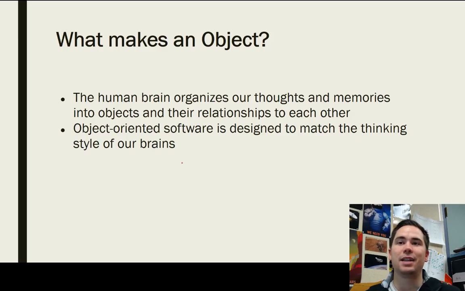Object-oriented software is designed to match the thinking style of our brain. So here's this behavior, here's this characteristic, and then you link those together as an object in your programming.